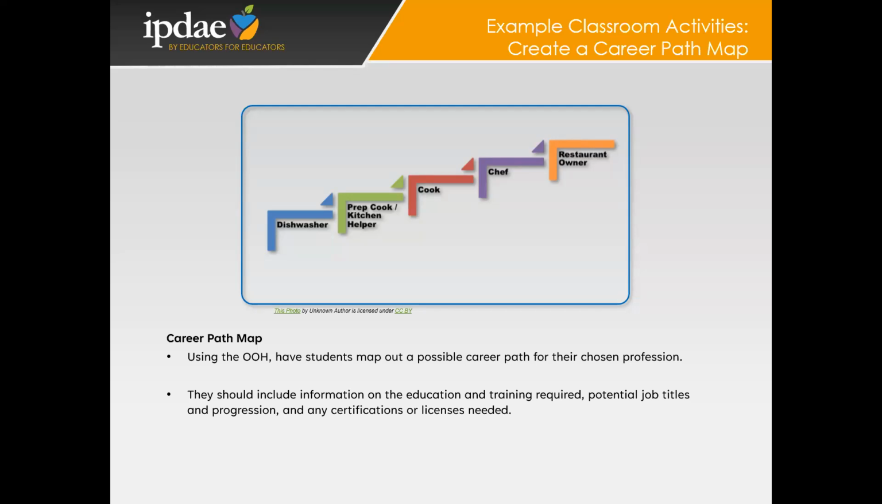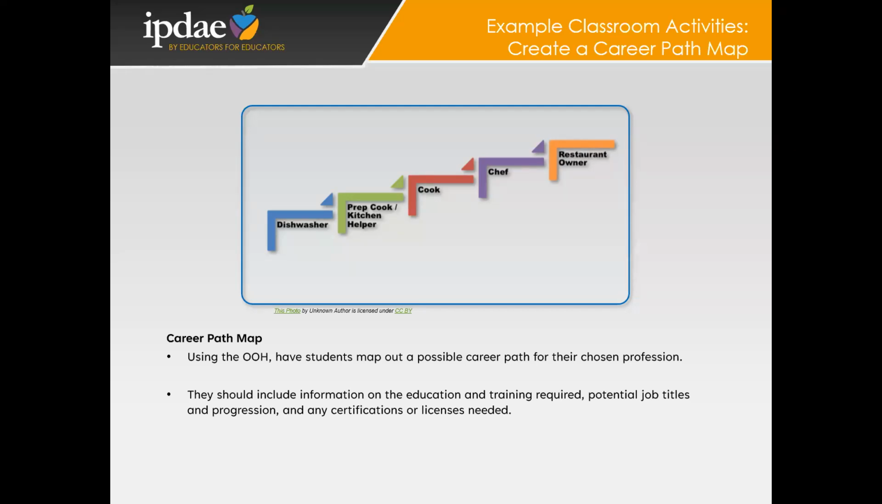During the research phase, students will delve into the Occupational Outlook Handbook to gather the information on their chosen career. Once they've collected education and training information, the progression of job titles, job outlooks, and any beneficial certifications or licenses information, they'll begin mapping the career path.